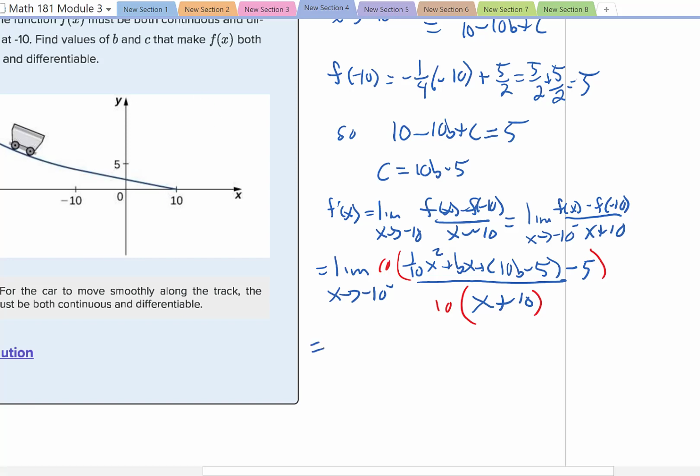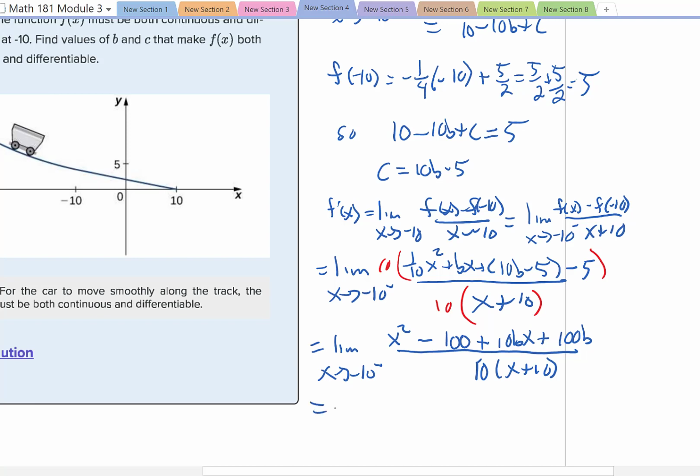So we have the limit as x approaches -10 from the left of x squared minus 100 plus 10bx plus 100b, all divided by 10 times x plus 10.